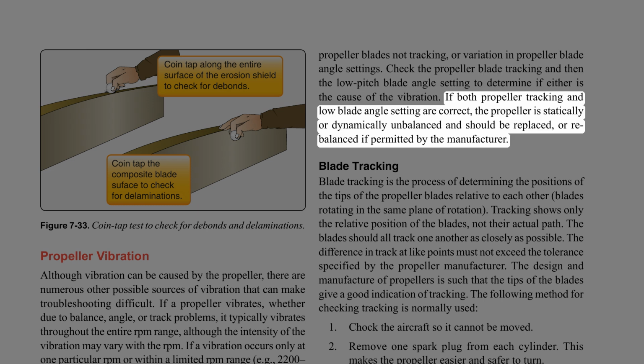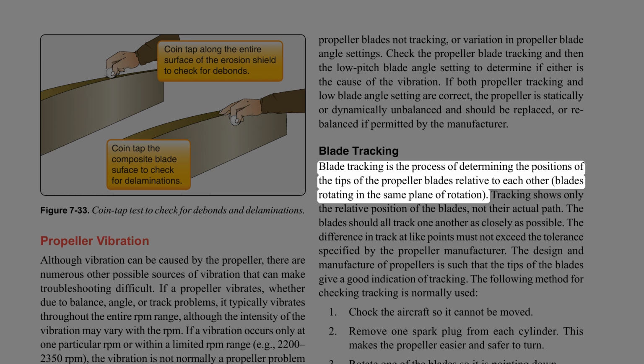If both propeller tracking and low blade angle setting are correct, the propeller is statically or dynamically unbalanced and should be replaced or rebalanced if permitted by the manufacturer. Blade tracking. Blade tracking is the process of determining the positions of the tips of the propeller blades relative to each other, blades rotating in the same plane of rotation.